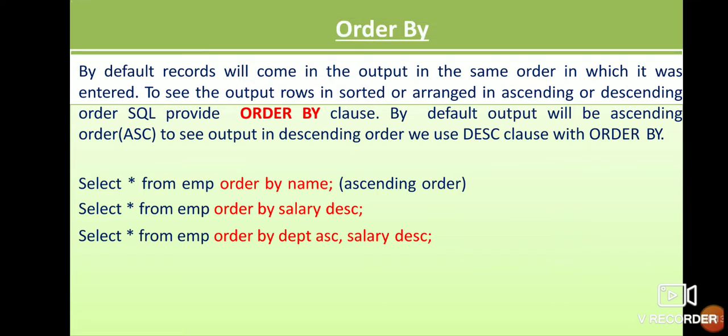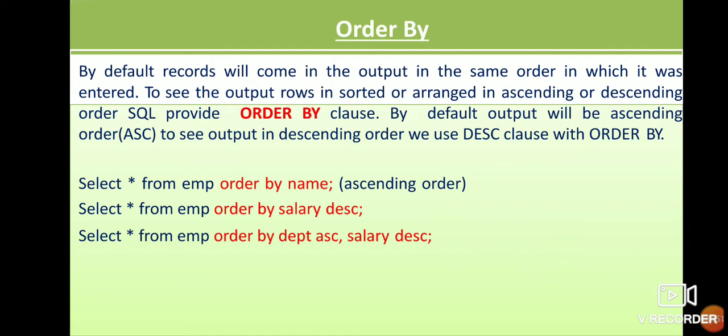What is order by? By default, records will come in the output in the same order in which they were entered. So, the output rows are sorted or arranged in which format? Ascending or descending format. Okay, and in SQL which clause do we have to give? The order by clause. By default, the output will be in ascending order only, and we write it as ASC. And if the output is in descending order, then we have to write DESC with the order by clause.